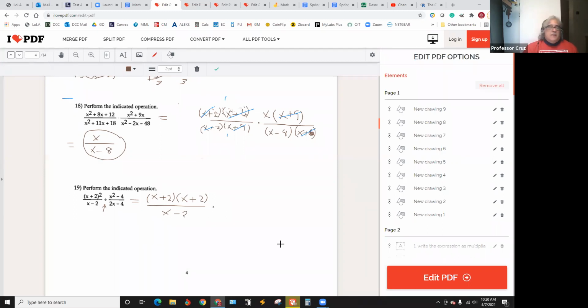Remember, there's no subtraction in mathematics. It's addition of the opposite. All right. There's no division in mathematics. It's multiplication by the reciprocal. So that means that this one is going to go up here.